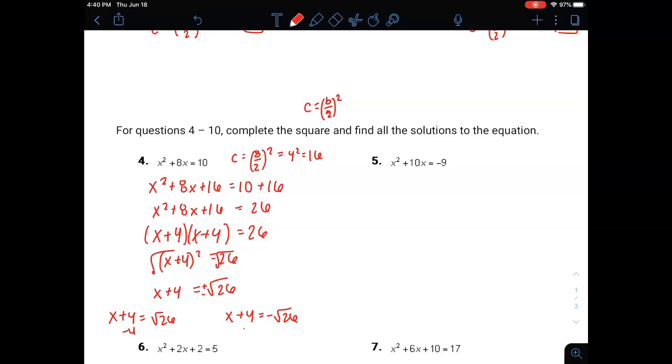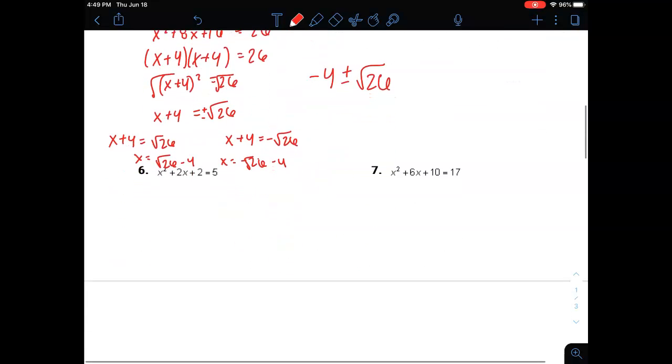In both cases, I'm going to subtract 4 from both sides, and for the sake of space, I'm going to erase that here. Okay, so I'm left with x is equal to square root of 26 minus 4, and x is equal to negative square root of 26 minus 4. Another way that you might see that on your test is negative 4 plus or minus the square root of 26.